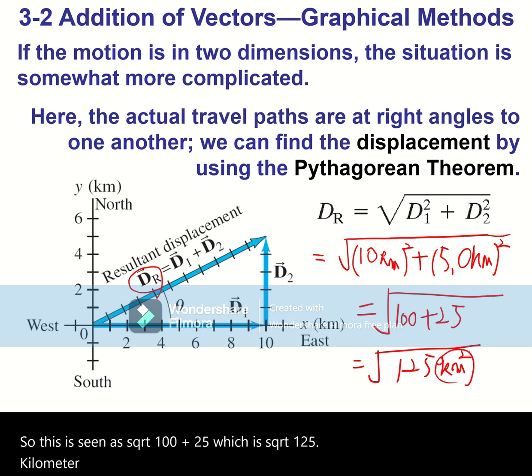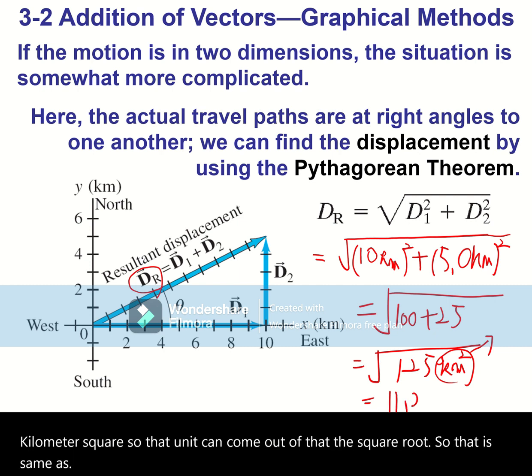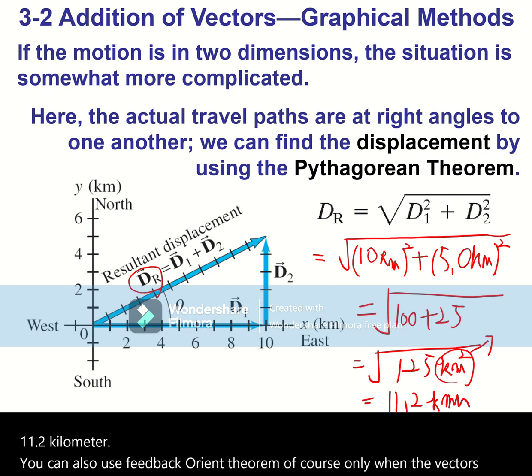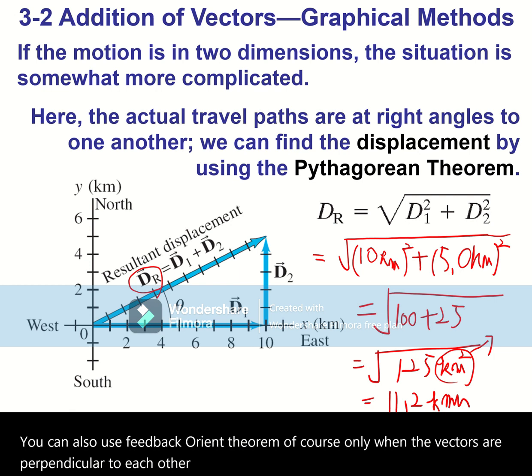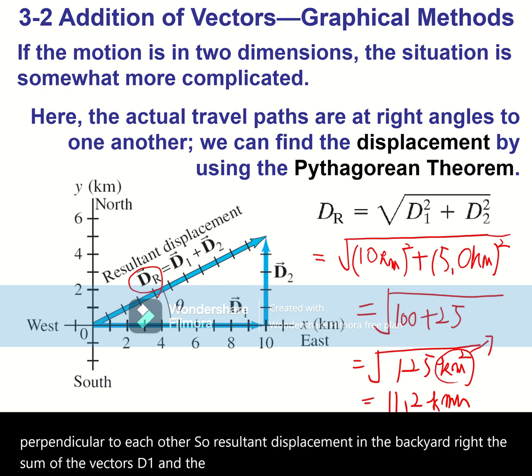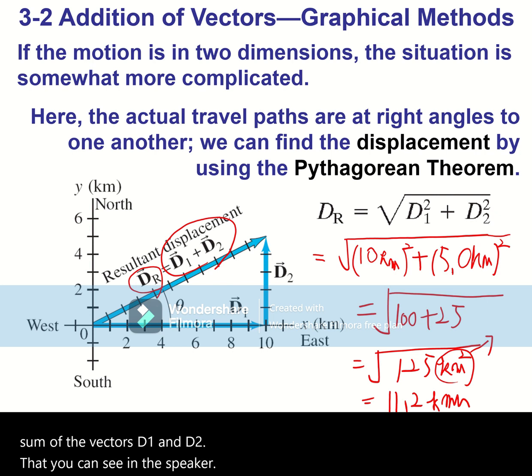So that unit can come out of the square root. So that is the same as 11.2 kilometers. You can, of course, use the Pythagorean theorem only when the vectors are perpendicular to each other. So the resultant displacement, the vector dr, is the sum of the vectors d1 and d2, as you can see in this figure. This is a vector equation.